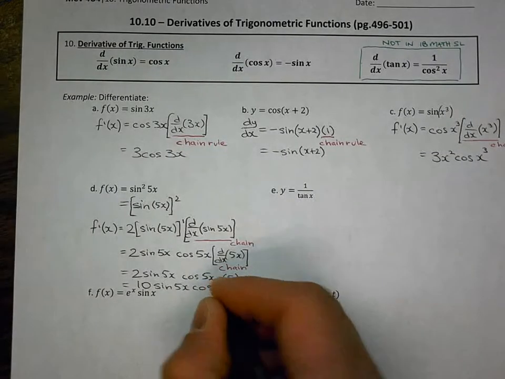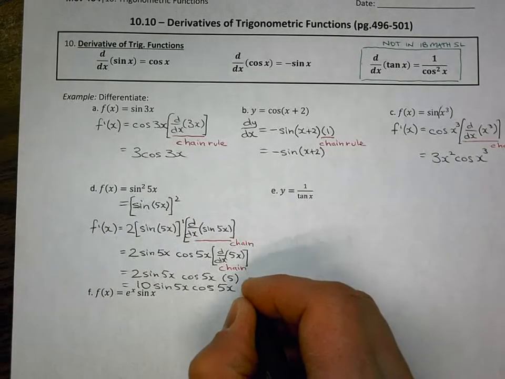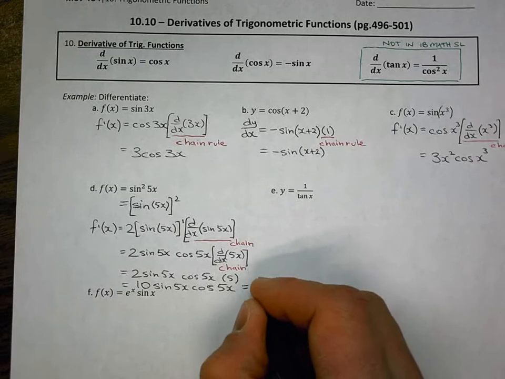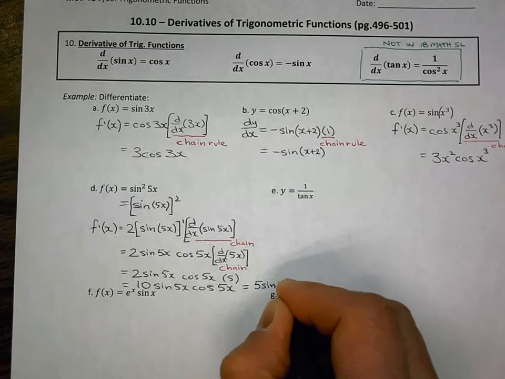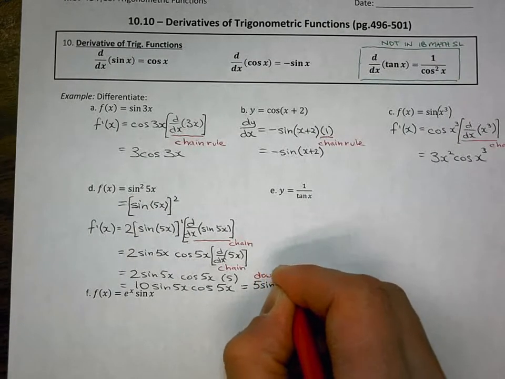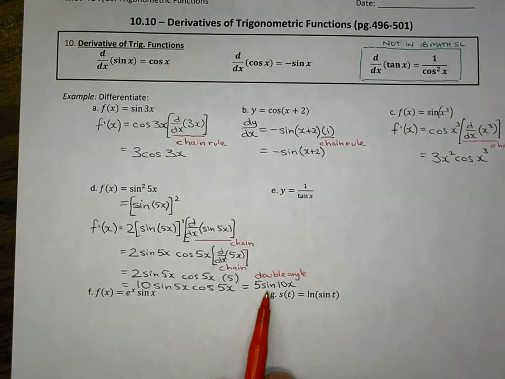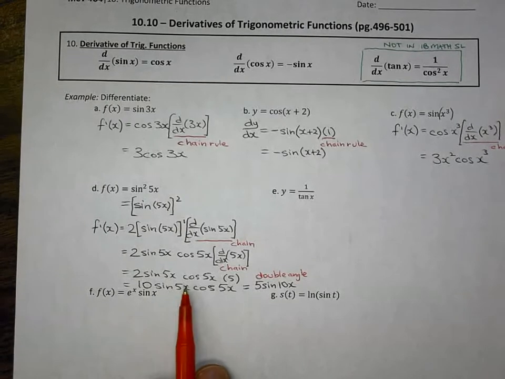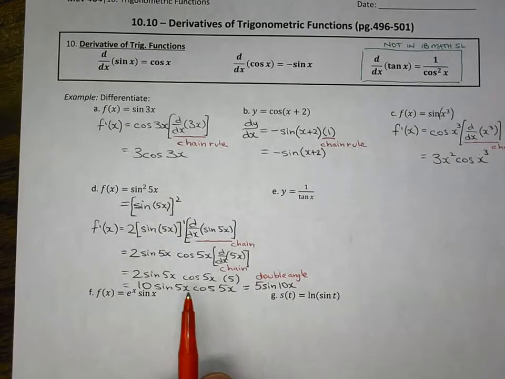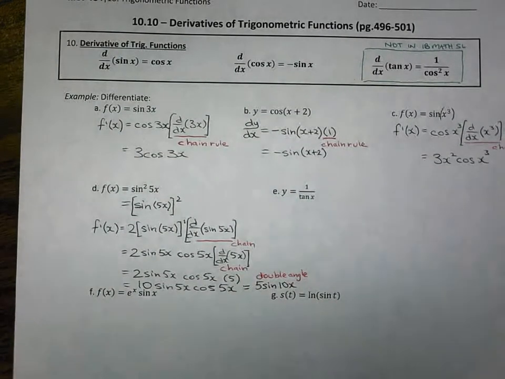I don't know if you see this, but it's pretty neat. Sine 5x cos 5x times 10 is actually a double angle formula. This is going to be 5 sine 10x. Remember my double angle identity: sine 2 theta is equal to 2 times sine theta cos theta. So multiply this by 2 and then halve the angles. That might be a tough one to see, but if you had your formula sheet, you could see that. Where is it? Trig.